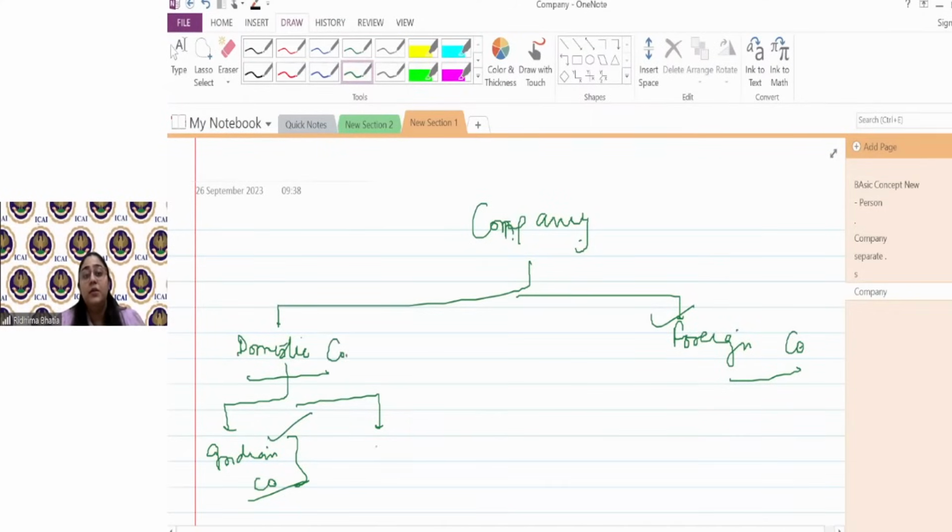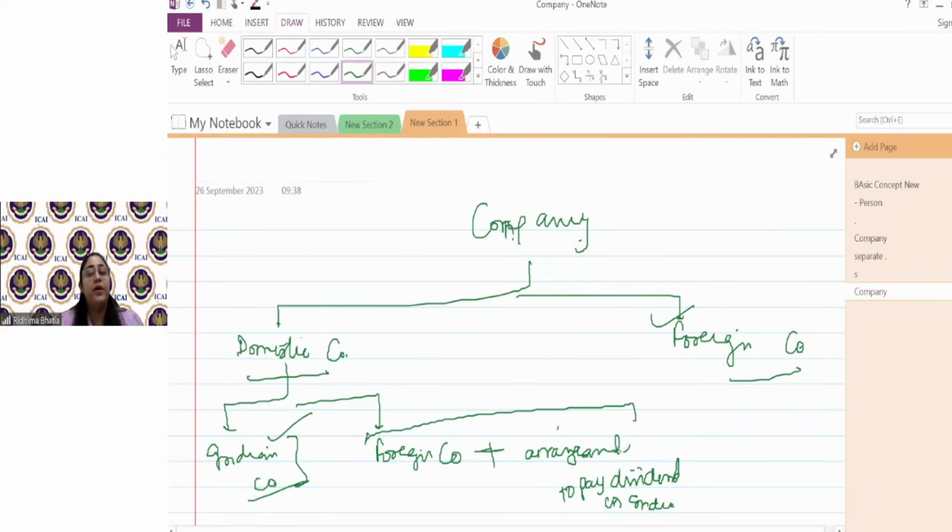But there is another category. A foreign company can also be a domestic company if they make arrangements to pay dividend in India. So foreign company can categorically be called a domestic company only when they make arrangements, sorry for the handwriting, to pay dividend in India. Or what is arrangements to pay dividend in India? That means, friends, 1 second.